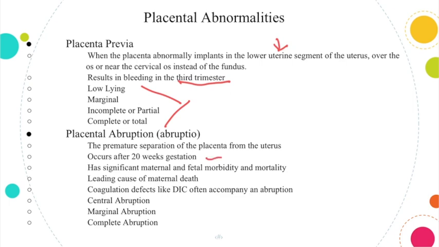It occurs after 20 weeks gestation, with significant maternal and fetal morbidity and mortality. In fact, it's the leading cause of maternal death in pregnancy, all right? Most often, following an abruption, we have things that happen like DIC, okay? And these are the kinds of abruptions you can have, and we're going to talk about all of those.